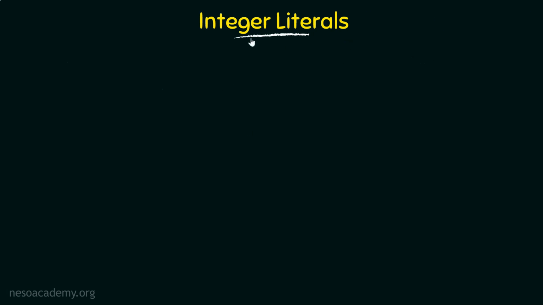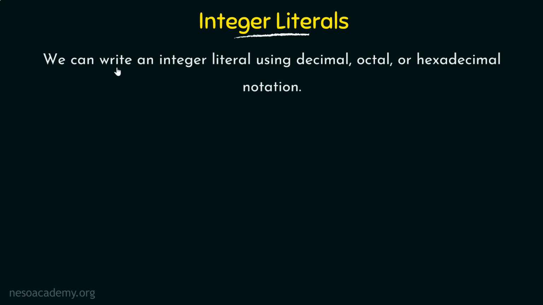First of all, we'll discuss integer literals. So what are integer literals? We can write an integer literal using decimal, octal, or hexadecimal notations. We already know what an integer literal is. It is a self-evident value which is an integer. Now the representation can be done using decimal, octal, or hexadecimal notation. That is where we need to be careful, and that is where we need to see how it works.